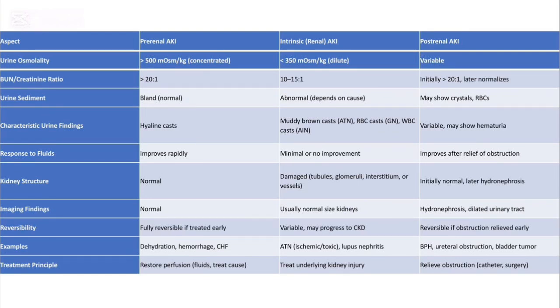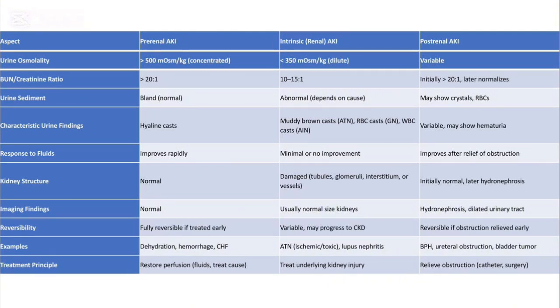Treatment principles. The treatment strategy directly reflects the underlying mechanism. For prerenal AKI, we restore perfusion: fluids, treat shock, improve cardiac output. For intrinsic AKI, we treat the specific cause, for example, remove nephrotoxins, or give immunosuppression for glomerulonephritis. While for postrenal AKI, we relieve obstruction: catheterization, stenting, surgery.